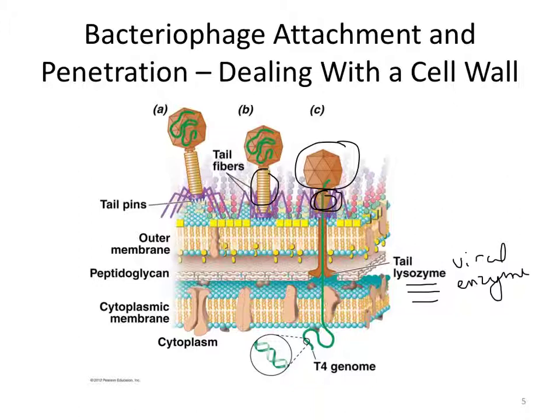And that creates a hole, which is shown here. And once that hole has formed, then you have penetration of the cell wall, and you can have the injection of the viral genome, which is shown in green here. So this is the particular way that T4 bacteriophage deals with breaking through the cell wall. Use of enzymes is a very common pattern in bacteriophage as a means of degrading the cell wall sufficiently to allow injection of the viral genome into the host.